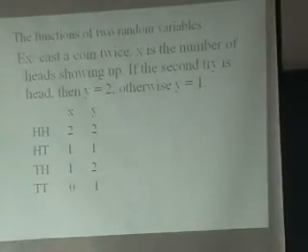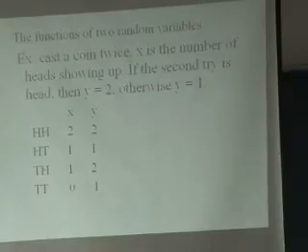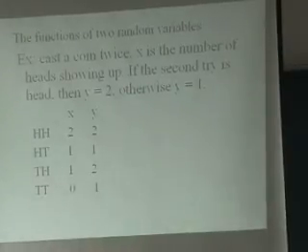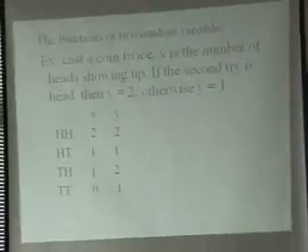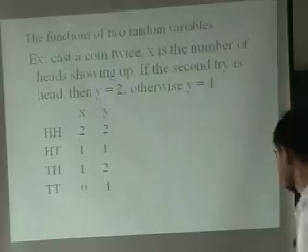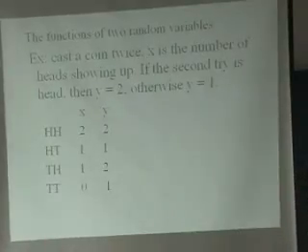Now we are going to do something else. Again, you cast a coin twice, and x is the number of heads that show up. If the second try is head, then y is equal to 2. Otherwise, y is equal to 1. So let's do this together.